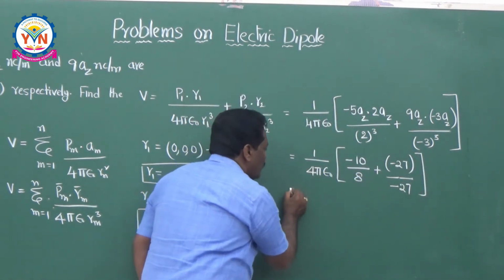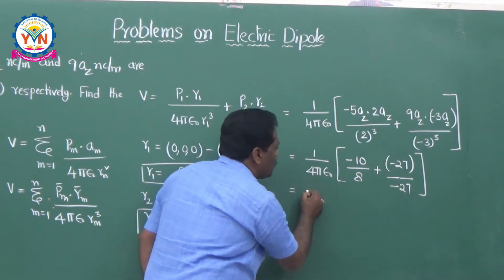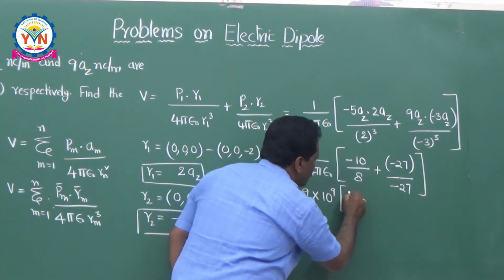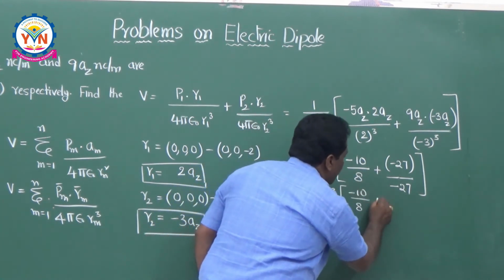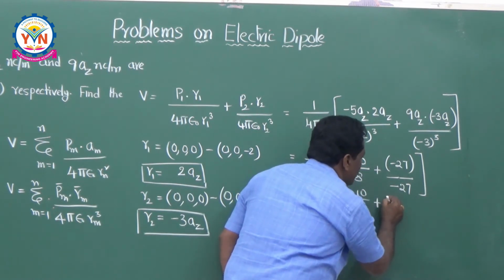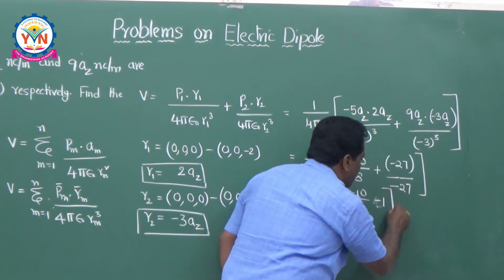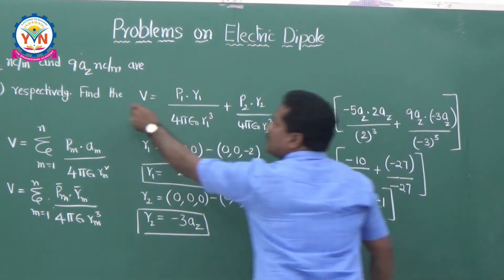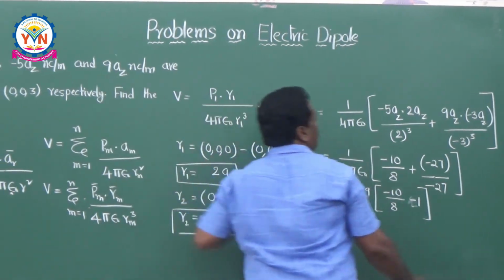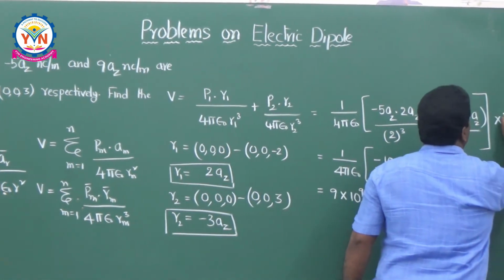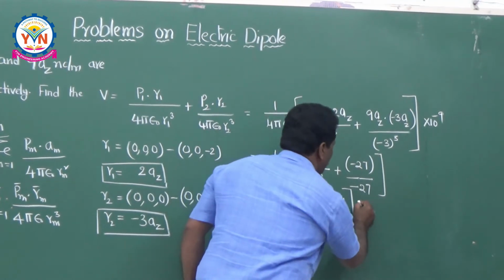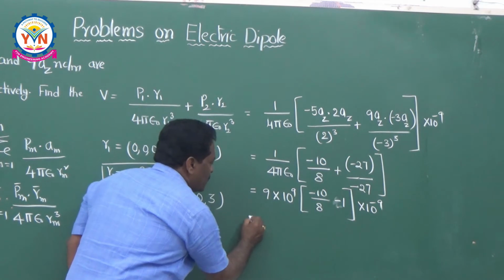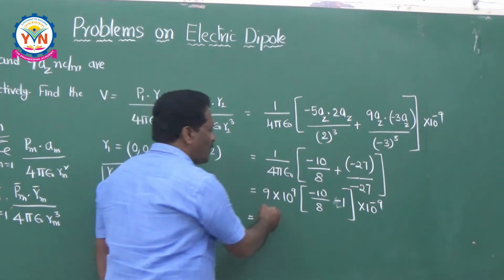So 1 by 4 pi epsilon is nothing but 9 into 10 to the power of 9, into minus 10 by 8 plus, that is finally minus 1 into. So this is nano, these dipoles are nano coulombs per meter. That's why it should be 10 to the power of minus 9. So here also it should be multiplied by 10 to the power of minus 9. Then after simplifying this, you are going to get the answer.